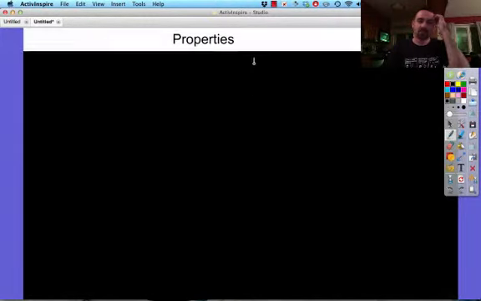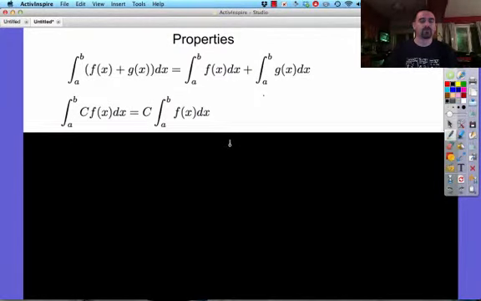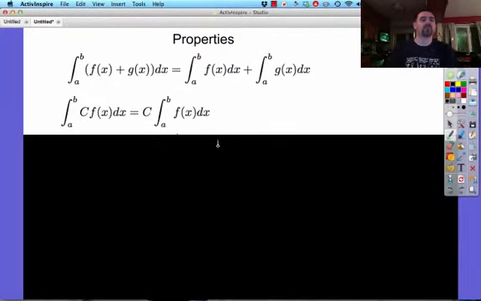So let's talk about some properties of definite integrals. For the next couple days, we're going to be computing them the way I just did, which we'll get good at, I promise. The same properties we learned about indefinite integrals work. If I have f of x plus g of x, going from a to b, I can split it into 2. The constant can come out.